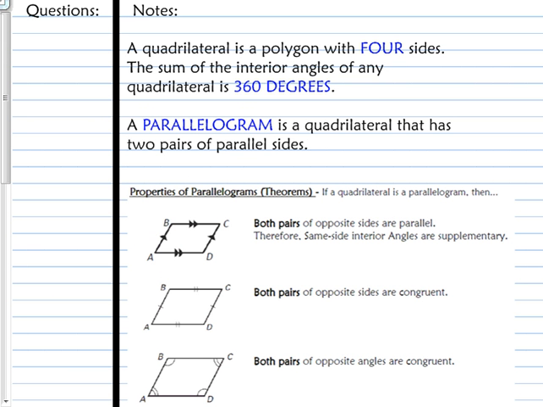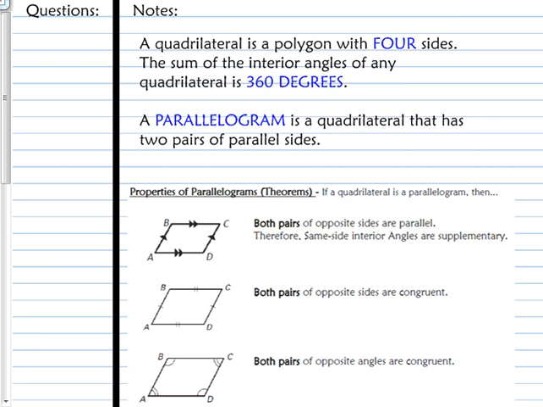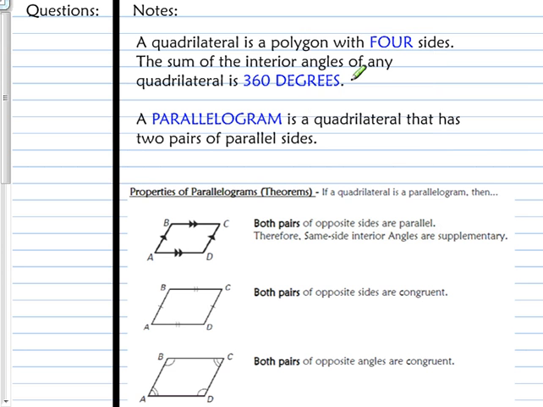Let's get started. A quadrilateral is a polygon with 4 sides. There we go. 4 sides. The sum of the interior angles of any quadrilateral is 360 degrees. So it doesn't matter what it looks like. If it has only 4 sides, it's a quadrilateral. And if you add up those interior angles, they're going to add up to 360. Like a triangle with 3 sides adds up to 180. A quadrilateral with 4 sides adds up to 360.